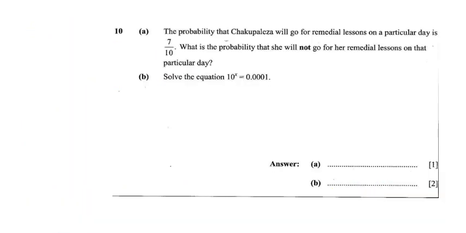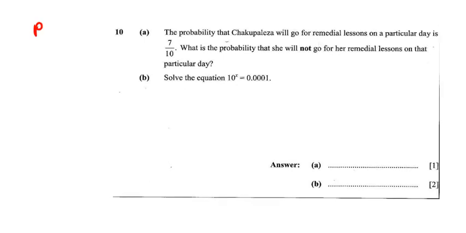So go to the next question, which is question 10. So question 10 is saying the probability that Chakupaleza will go for remedial lessons on a particular day is 7 over 10. What is the probability that she will not go for her remedial lessons on that particular day? So probability, guys, whether someone is going or not going is always equal to 1.